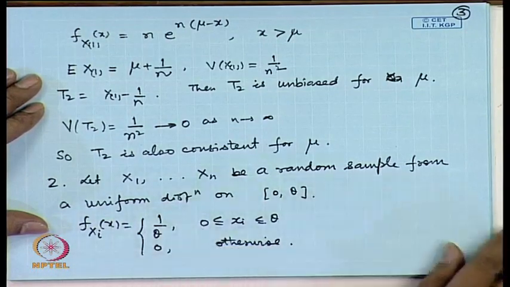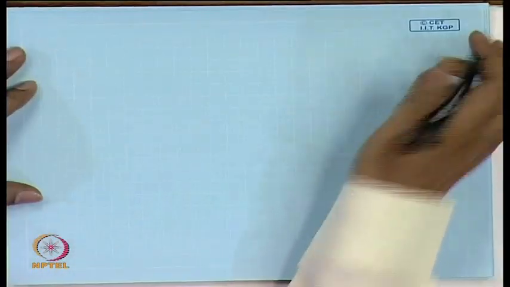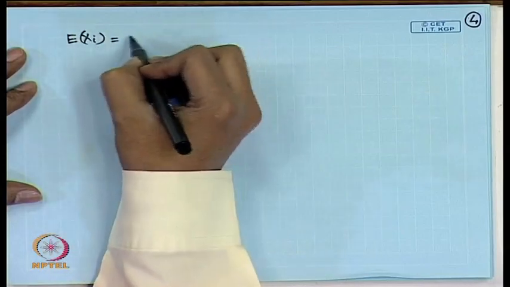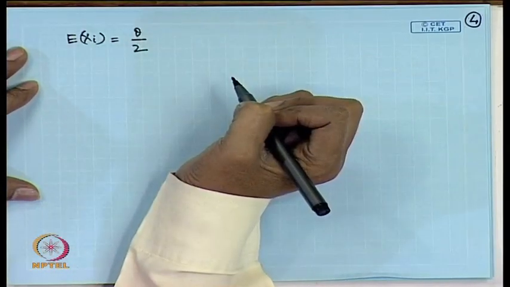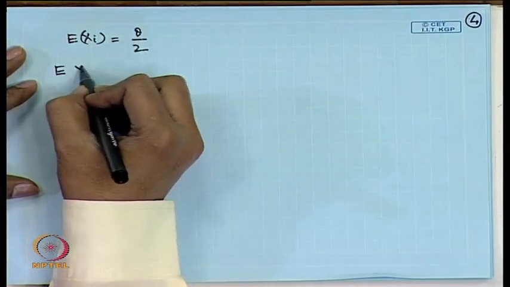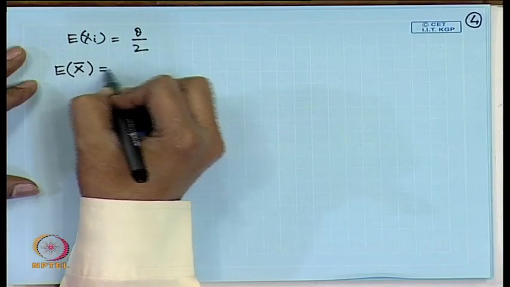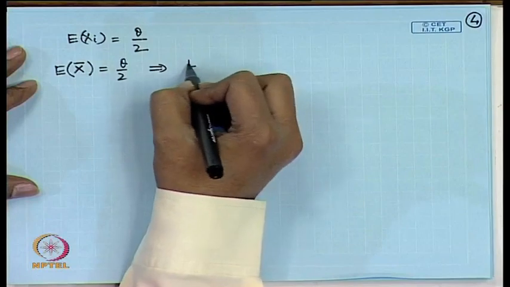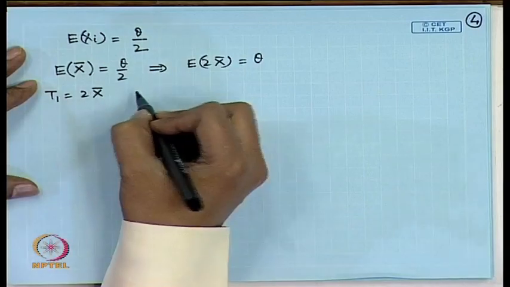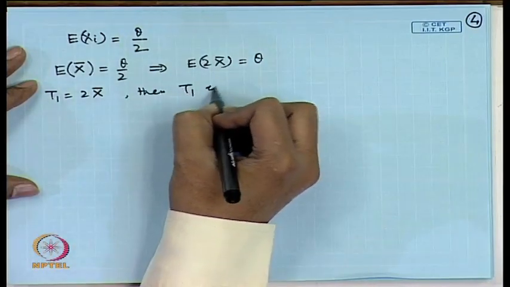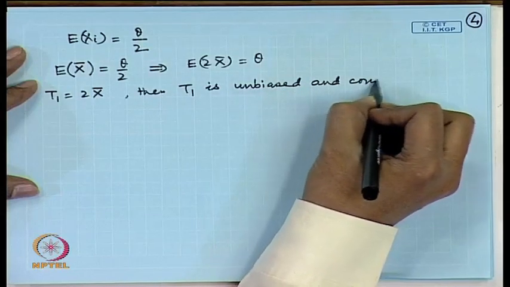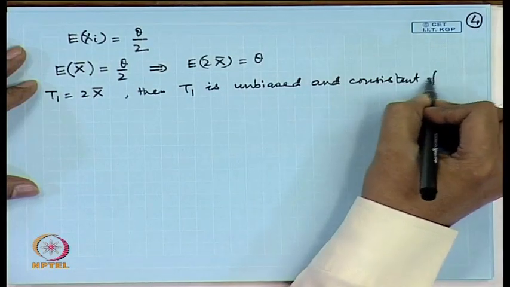Now, in the uniform distribution, we know expectation of x i is the middle point of the interval, that is theta by 2. So, immediately we conclude that expectation of x bar is theta by 2. This implies that expectation of 2 x bar is equal to theta. So, if I call T 1 is equal to 2 x bar, then T 1 is unbiased and consistent for theta.